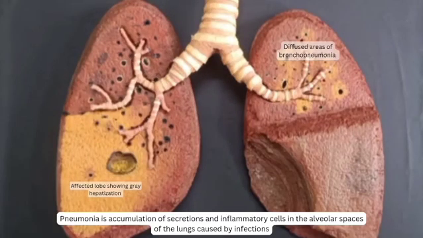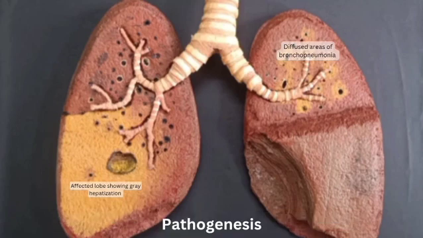Pneumonia is an accumulation of secretions and inflammatory cells in the alveolar spaces of the lungs caused by infection. The causative agent of this pulmonary infection enters the lung parenchyma by routes of aspiration of oropharyngeal content, this is the most frequent one, and inhalation of aerosols.